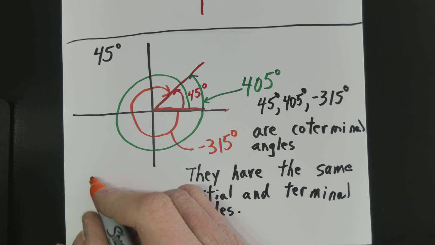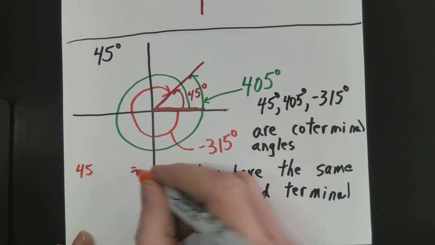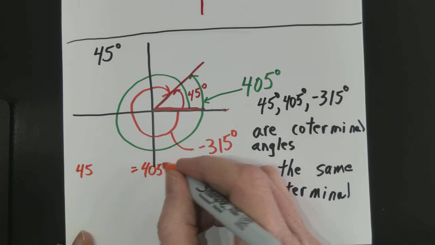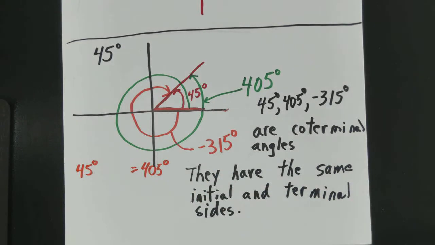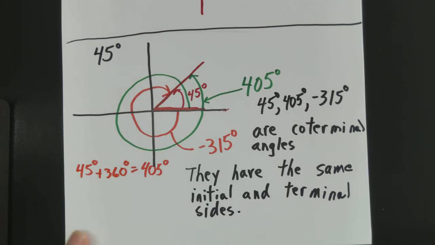Now, one more way we could look at that. 45, let's do something to it and get to 405 degrees. What do you suppose to get from 45 to 405 degrees? What could we do to 45 degrees to get 405 degrees in the context of a circle? Just some simple operation. Little arithmetic. Ella. 45 degrees plus 360 degrees is 405 degrees. Okay?